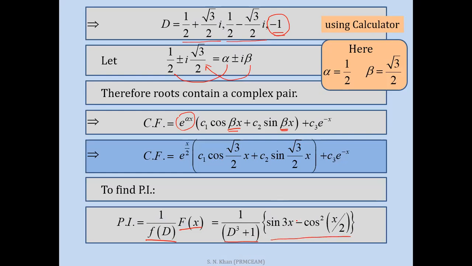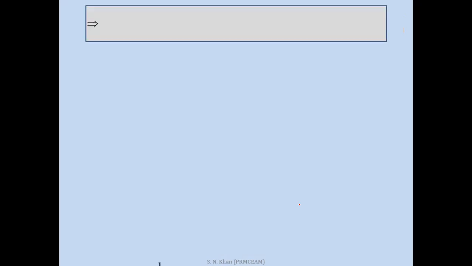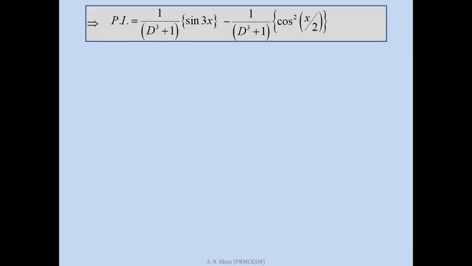Now clearly we can see that the function contains two separate terms separated by this minus sign. So first we will apply the operator on the first term separately, then we will apply the operator on the second term separately. So PI will become 1 upon D cube plus 1 operating on sin 3x, minus 1 upon D cube plus 1 operating on cos square of x by 2.